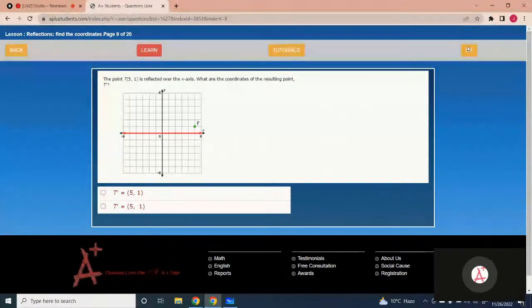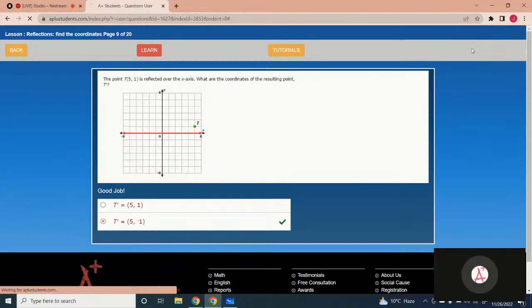Okay, the point T, 5, 1, is reflected over the x-axis. What are the coordinates of the resulting point? They are, very good, 5 and negative 1. 5 and negative 1 it is.